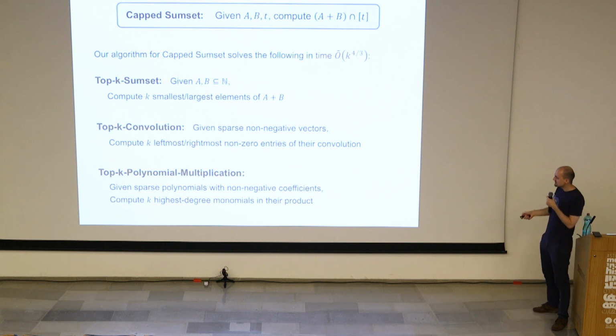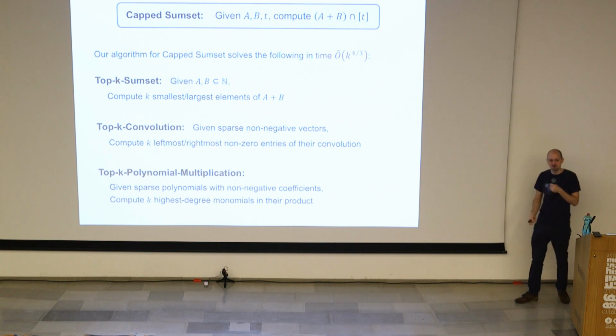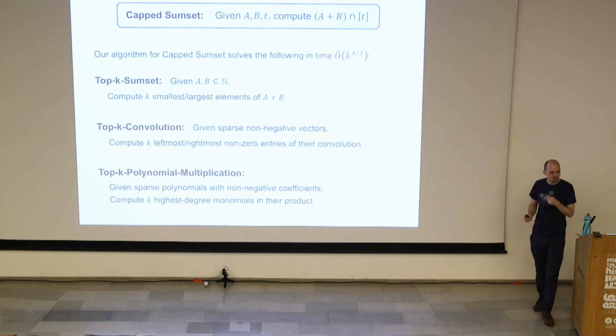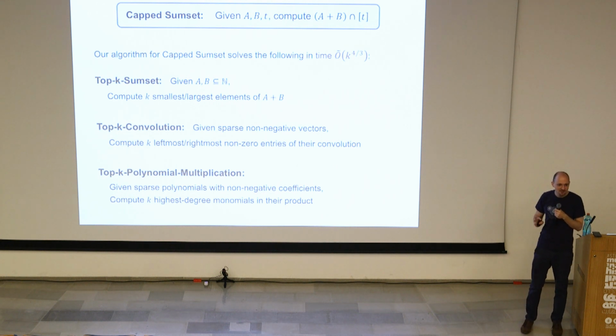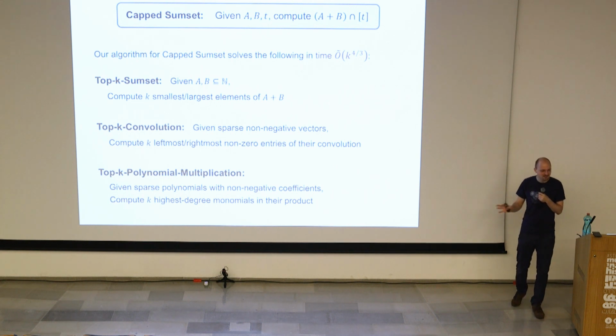The more interesting problem probably is this one here: top k polynomial multiplication. You're given two sparse polynomials, and let me assume that they have non-negative coefficients, because otherwise there are cancellations, which makes everything very ugly.